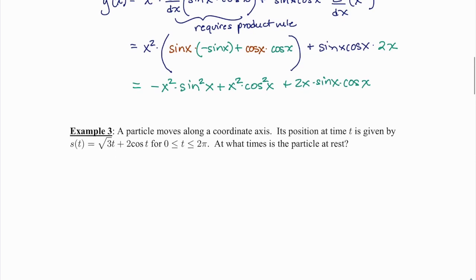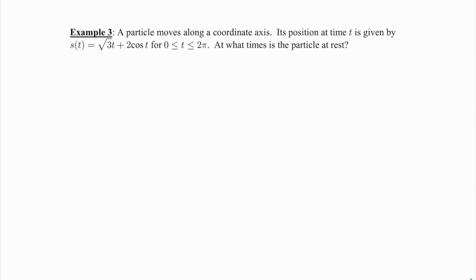All right, then let's look at an application. A particle moves along a coordinate axis, or a straight line. Its position at time t is given by s of t equals square root of 3 t plus 2 cosine t, at least for t between 0 and 2 pi. And we want to know at what times is the particle at rest. And at rest would tell us something about the velocity. If it's at rest, the velocity would be 0. So we want to know what are the times when the velocity of this particle is 0.